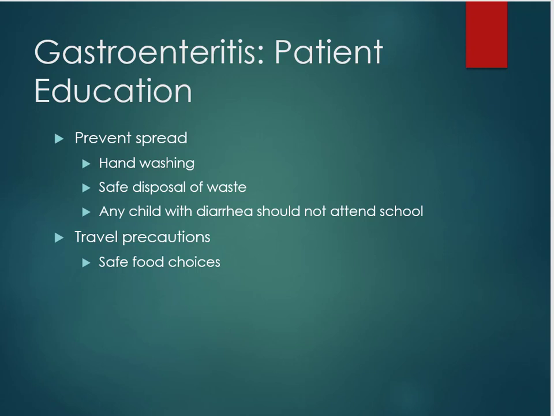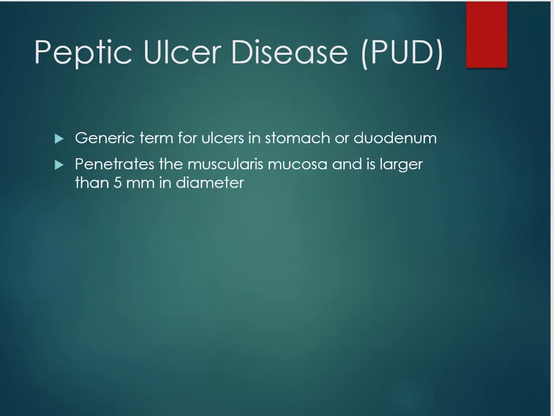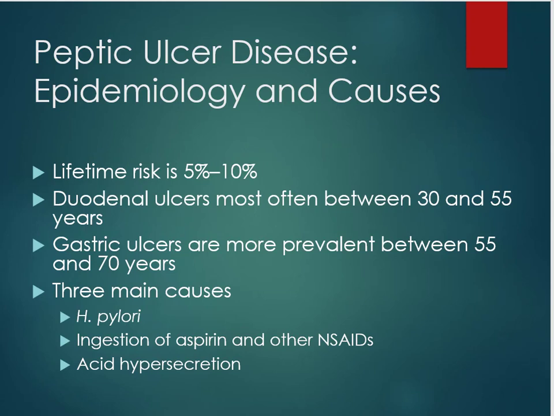Let's next talk about peptic ulcer disease. And this is a generic term for ulcers in the stomach or the duodenum, and they're ulcers that penetrate the muscularis mucosa and are larger than 5 millimeters in diameter. So there's a lifetime risk of anywhere from 5 to 10% with peptic ulcer disease. We know that duodenal ulcers most often occur between the ages of 30 and 55 years old, and gastric ulcers are more seen with those between 55 and 70. And the causes of these ulcers include H. pylori, the ingestion of aspirin and other NSAIDs, and then having a stomach with acid hypersecretion.